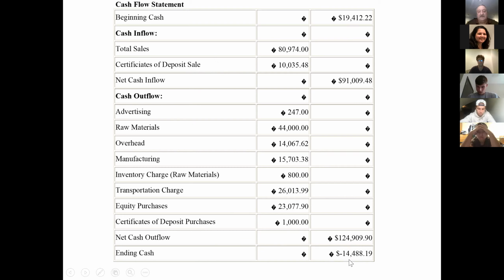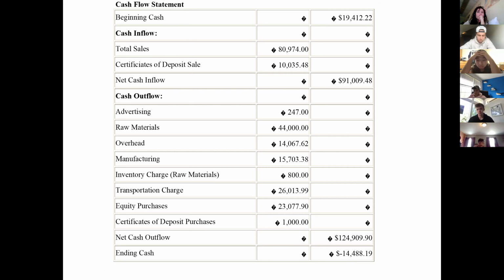Now you notice that this team, what happened to them is their net cash flow was negative 14,000. That sounds like it's impossible. So the way it works in the game is if the cash at the end, your cash flow, is negative, then a cash loan is automatically taken out on your behalf at an amount equal to your deficit here. So if this was the status of your cash flow, a loan would be taken out for you for $14,488.19, and then you'd have to pay interest on that in the future.